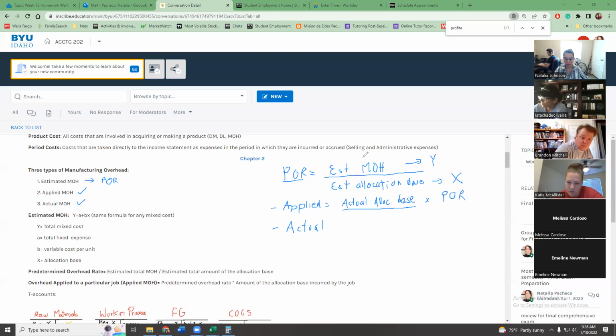This estimated manufacturing overhead, I said that this is Y because any mixed cost uses the equation Y equals A plus BX. And that's why X is the allocation base.